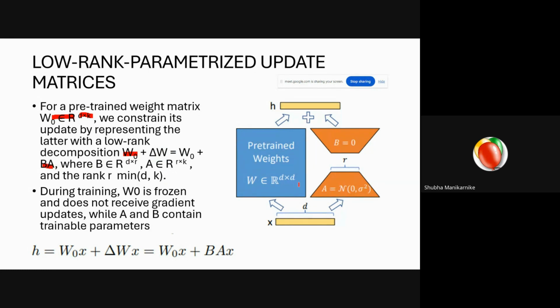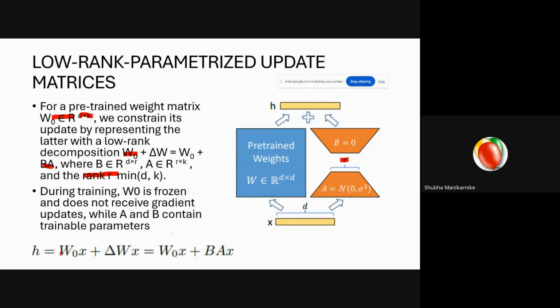So this is your pre-trained weights, and here you have your A and you have your B, and R is the rank, which is your hyperparameter. So your rank R will generally be less than the minimum of D, K. So it has to be less than the minimum, and it is generally a very small value.